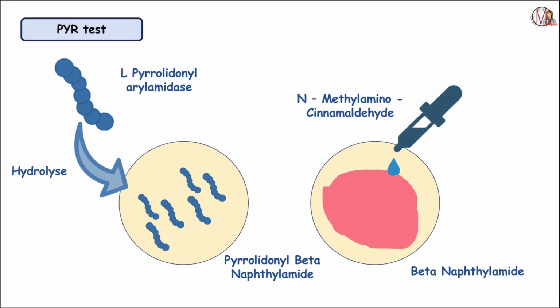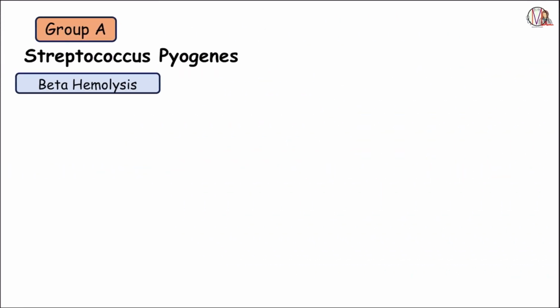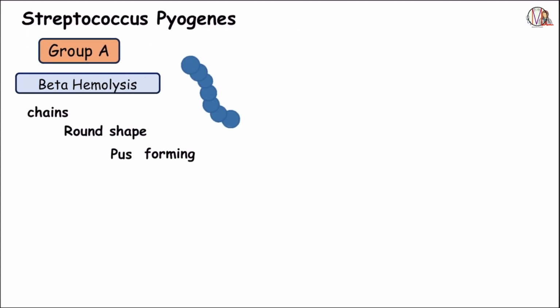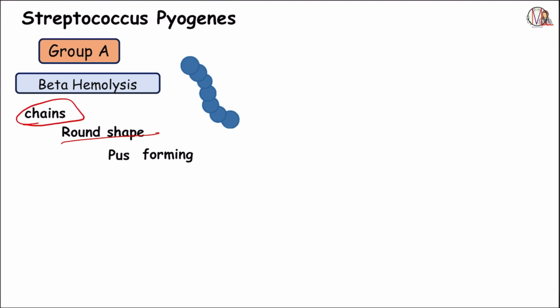Breaking down the term Streptococcus pyogenes provides insight into its characteristics. Strepto signifies chains. Coccus denotes their round shape. Pyo indicates pus, and genes suggests forming. Thus, these bacteria are typically round shaped and arranged in chains, known for their ability to induce pus formation.